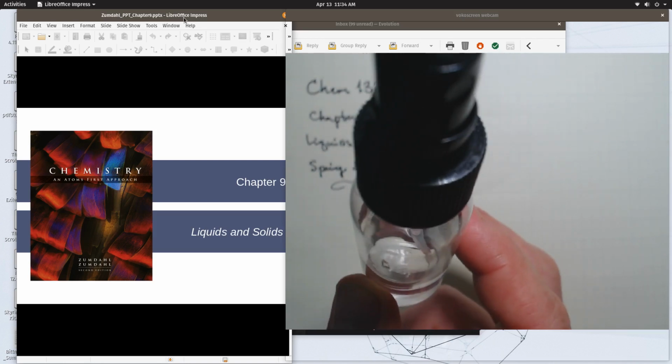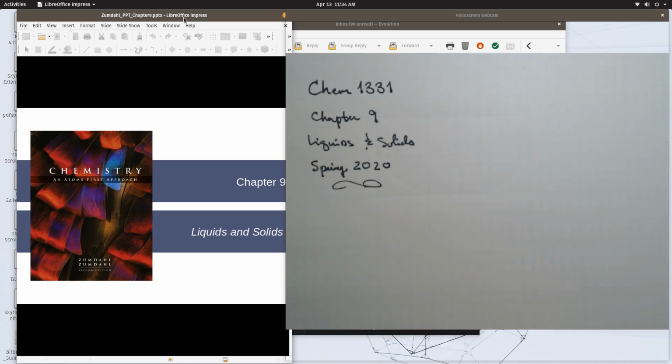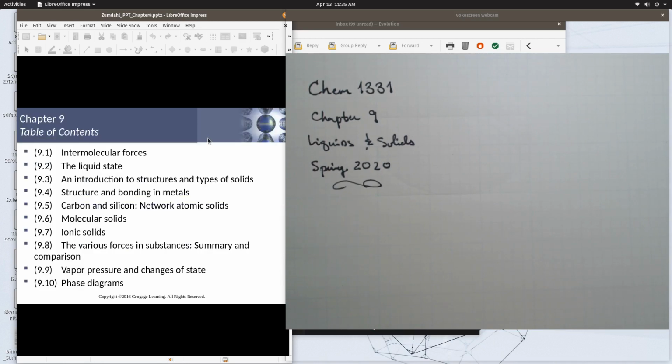So let's continue. And I still haven't solved the focusing problems on my webcam. I think it's just a problem with these small webcams. They're just not designed to be set up for this.